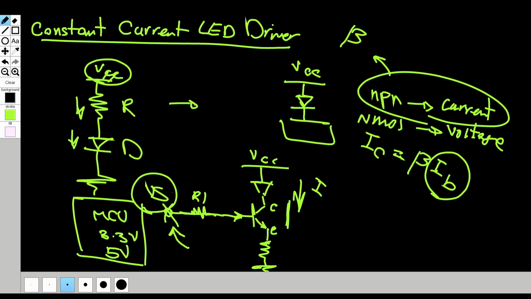But now the thing is, we're not really controlling the current, right? Because even when the voltage changes, we still won't be able to actually control the current through this LED, right? So how can we achieve that?